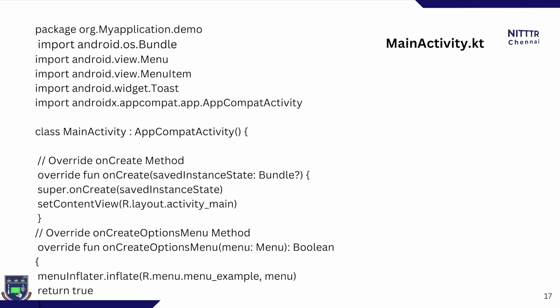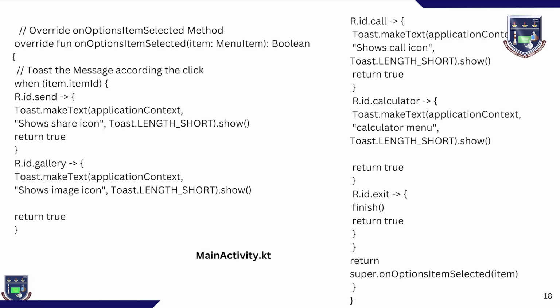The second method is the onCreateOptionsMenu method, which is called when the options menu is created. The next statement is menuInflater, which loads the menu items from the menu example.xml that we have already stored. Then it returns true to ensure the menu is displayed. Then we have the onOptionsItemSelected method, which is called when the user selects a menu item. That time, this particular statement will be called, item.itemId, which identifies which menu item was clicked. Based on that, it will be handled.